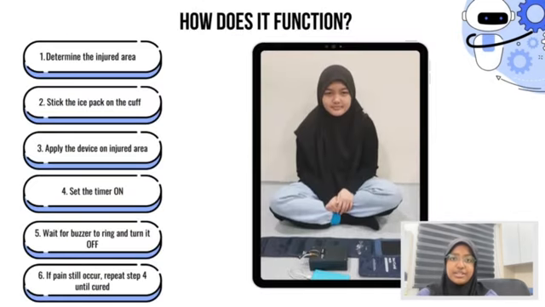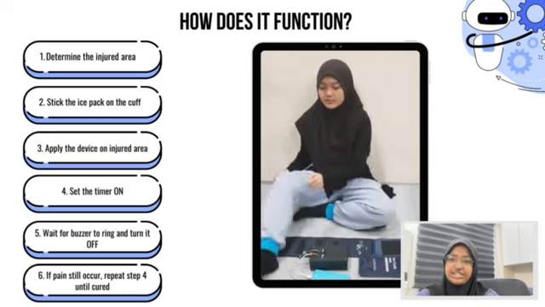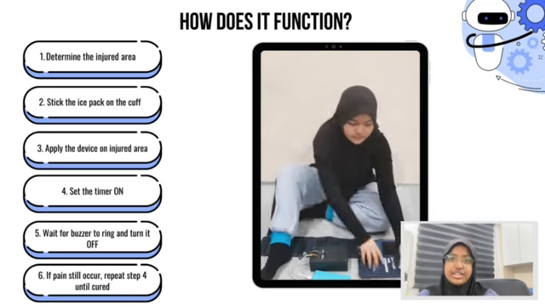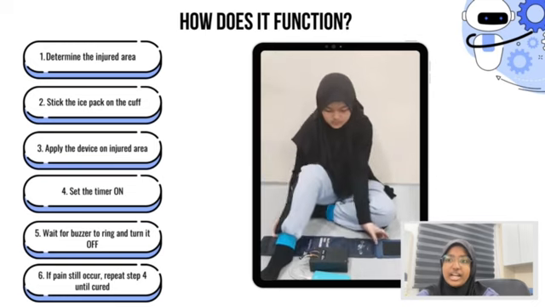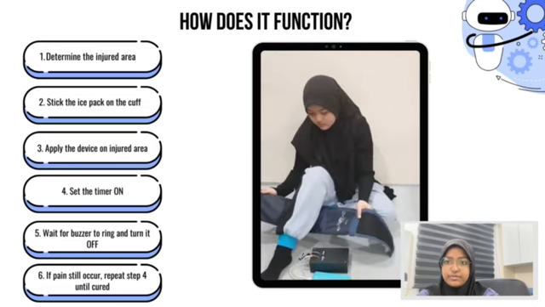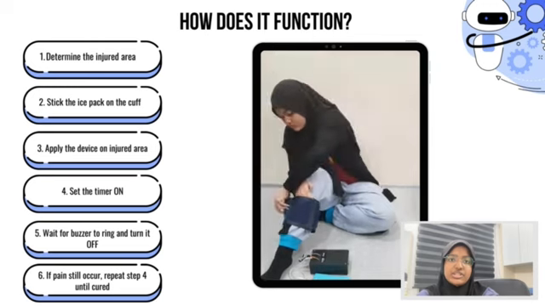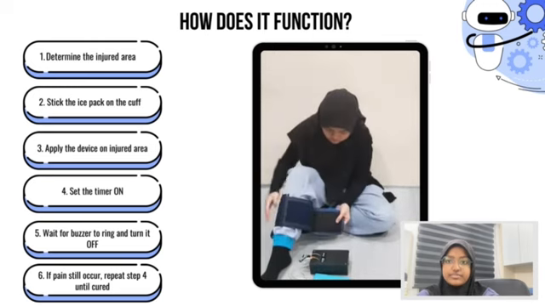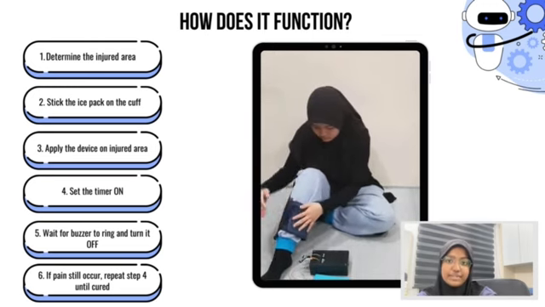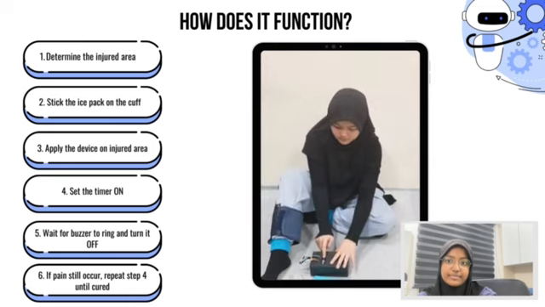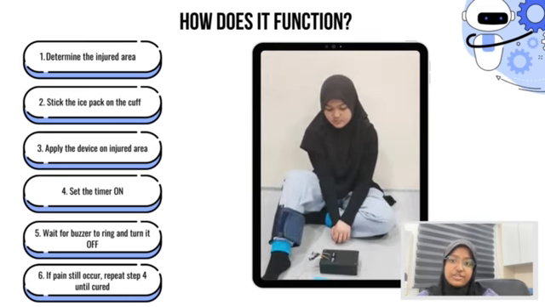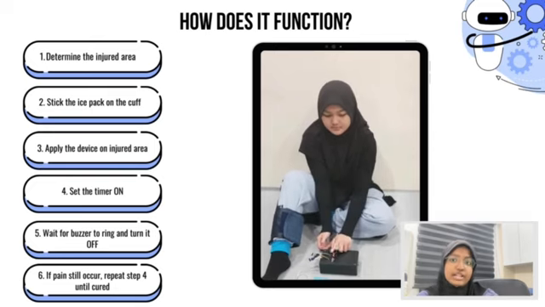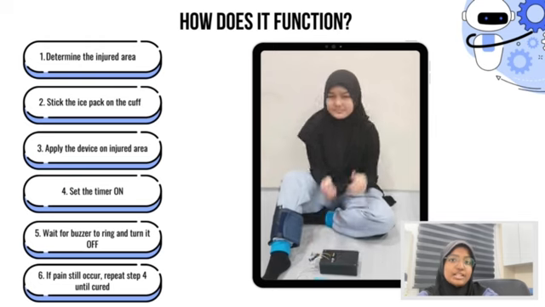Up next, I'm going to brief you all on how to use this device. First step is to determine the injured spot. Then stick the ice pack on the cuff. After that, wrap the device on the injured area. Don't forget to set the timer on. Then wait for the buzzer to ring and turn it off. Last but not least, make sure the pain doesn't occur. If it does, repeat step 4 until it's cured.